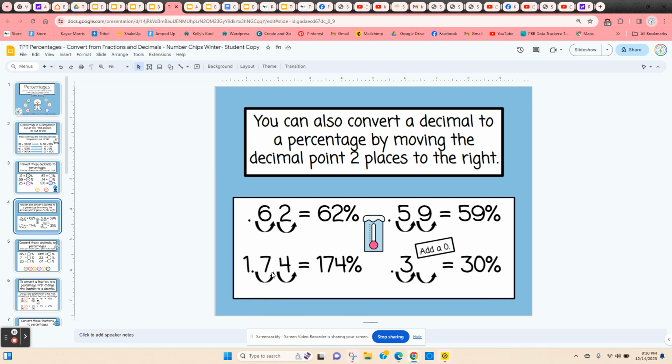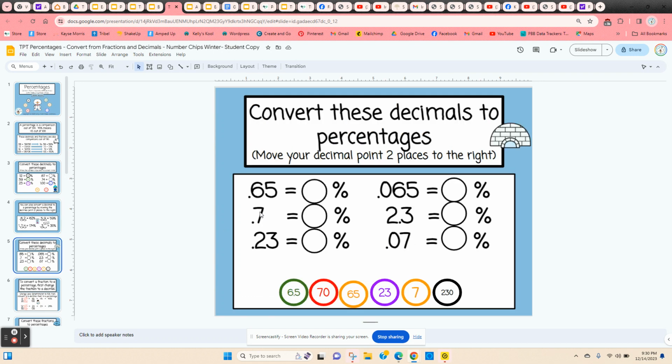This one, if we move 2 places to the right, 174%. And if you're moving 2 places to the right, but there's no number here, you have to add a 0. That would make it 30%, not 3%. So the next slide is a little bit more challenging. Here, if they move the decimal point 2 places to the right, they're going to get 70%. Over here, we have 7%. So again, moving the decimal point 2 places to the right.